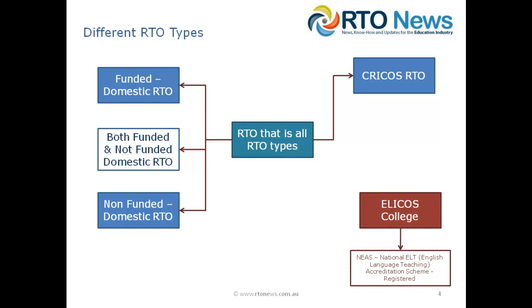ELICOS colleges. They are not an RTO, but they are a CRICOS registered college. ELICOS is an acronym for English Language Intensive Courses for Overseas Students. They deliver English language training to overseas students who come to Australia on student visas. They also can teach people who have migrated to Australia and have very low levels of English. They are not an RTO.